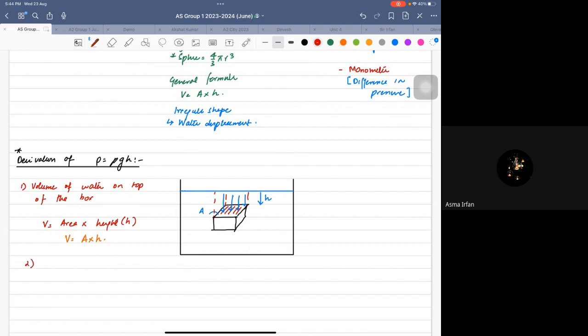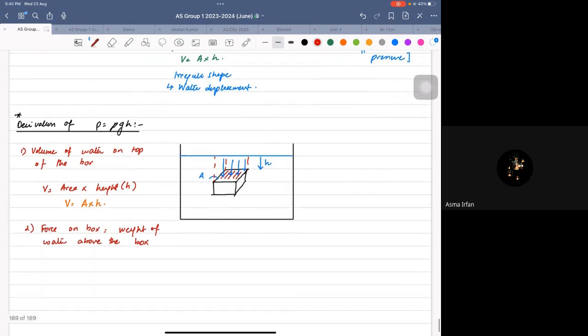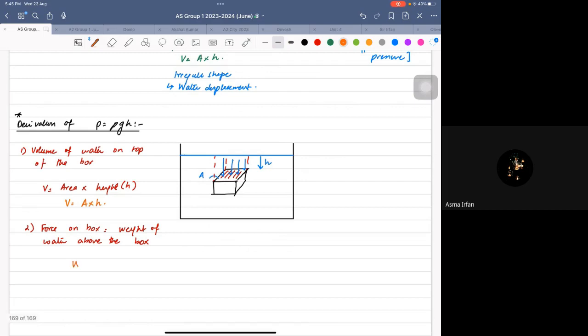The next thing we are interested in is how much force is acting. So obviously the force on the box will be equal to the weight of water above the box, because water is pushing it down, right? Its weight. Is it clear? Now weight of water can be found out by mg, like that. So I'm writing F because I want force there.